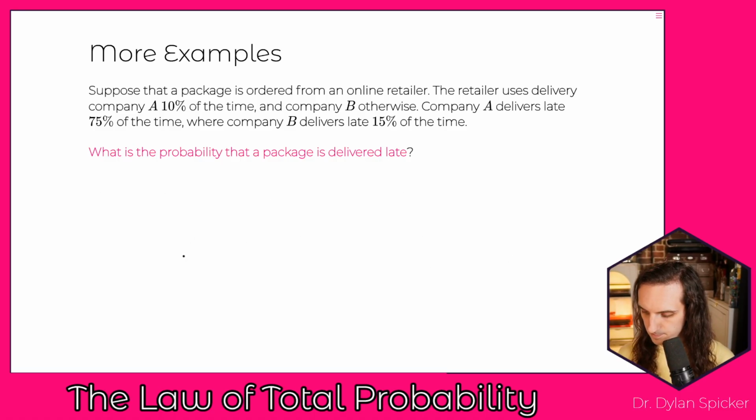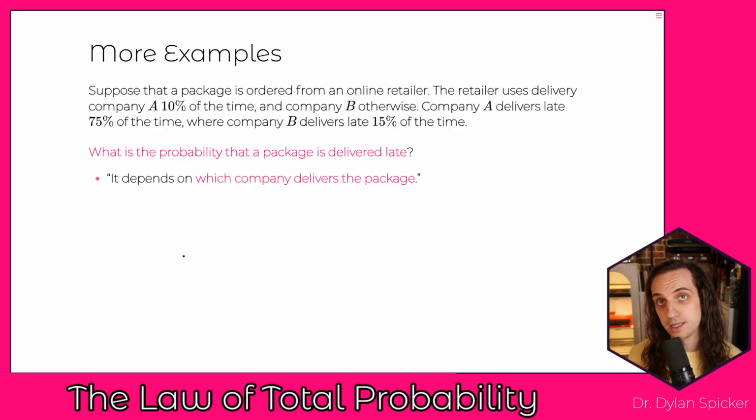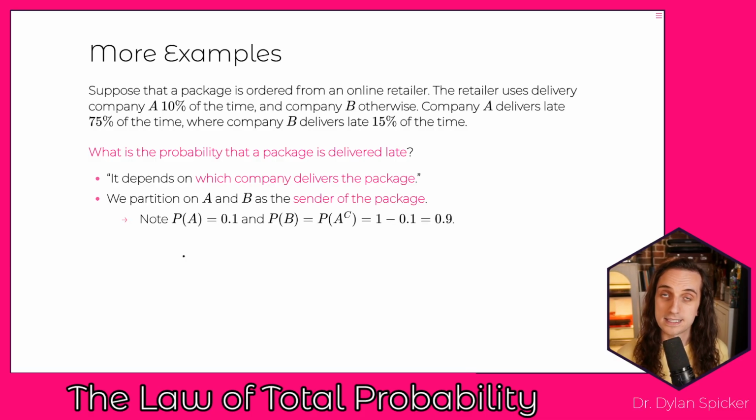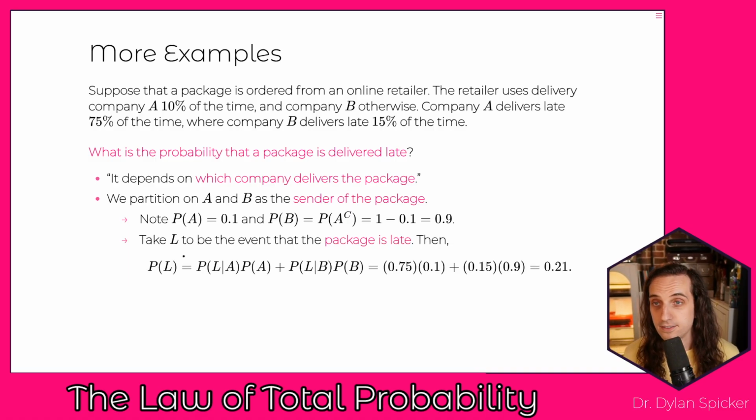and work out what this actually is going to have to be. Okay, and so what's the probability that the package is late? Well, it depends on which company delivers the package. So we partition on A and B being the two different possible companies as the senders. Okay, so the probability that A sends it is 0.1. The probability that B sends it is the same thing as A complement, and so that's 1 minus 0.1 or 0.9. L is the event that it is late, and so then we can write it down using our law of total probability here. So that's 0.75 times 0.1 plus 0.15 times 0.9, and that gives us 0.21.